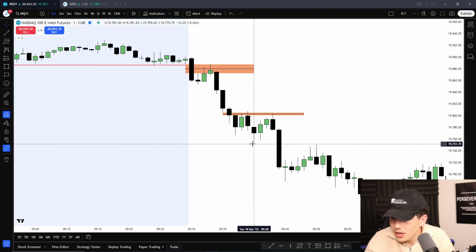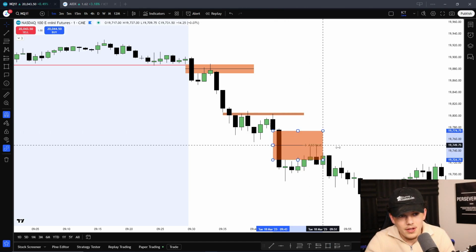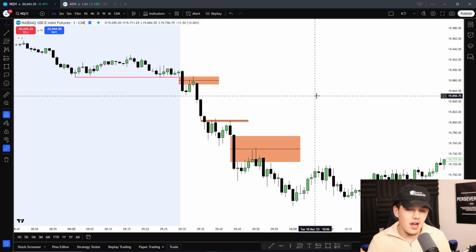Then what happened? This displaced below this low, again forming a fair value gap, trading up. Look at that. Touches consequent encroachment, trades back lower. This is not random, folks. This happens every single day where price will respect consequent encroachment of a fair value gap. And it's really, really important to pay close attention to the levels inside of the fair value gap.